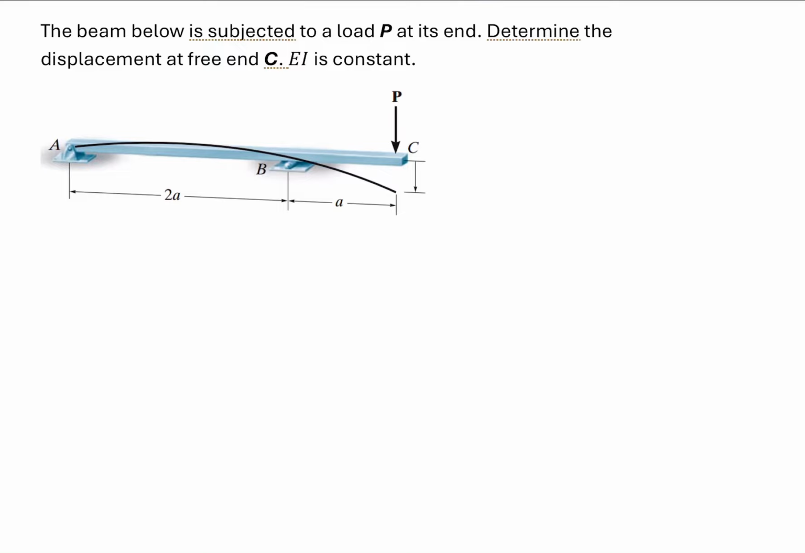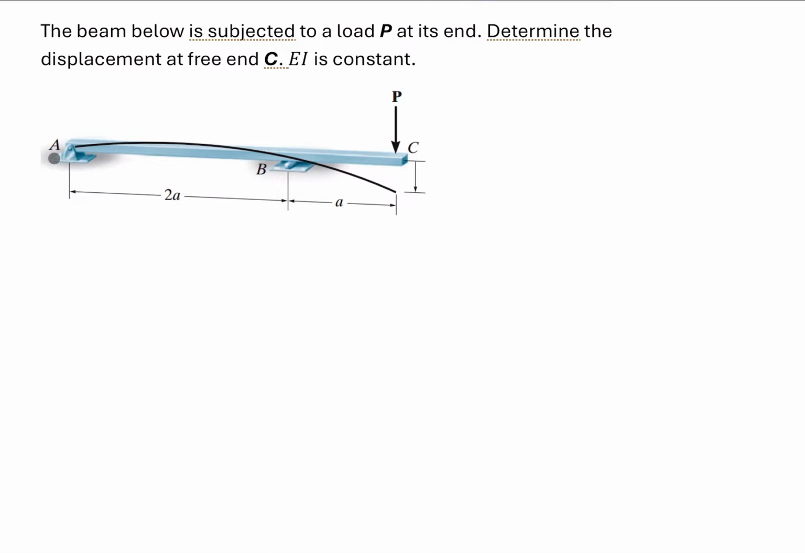In this tutorial, I'm going to show you how to use the double integration method to determine the beam displacement. Here we have a beam with a pin support, support A, a roller support, support B, and C is a free end point. At point C, we have a concentrated load P applied. First of all, we want to determine the reaction forces.